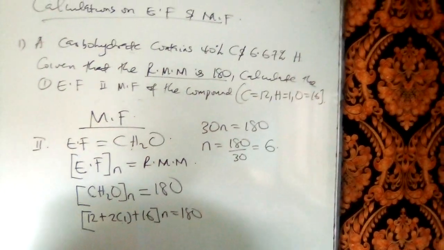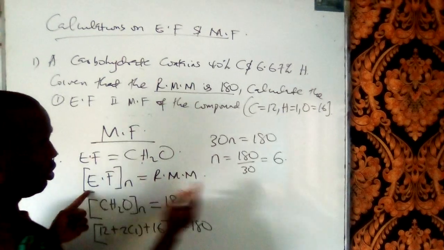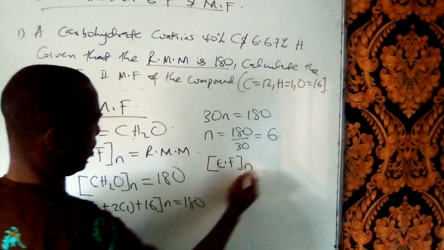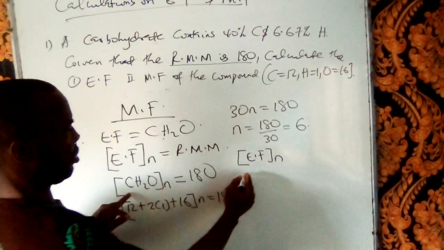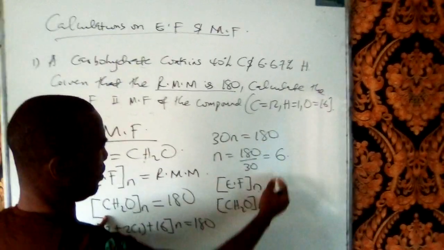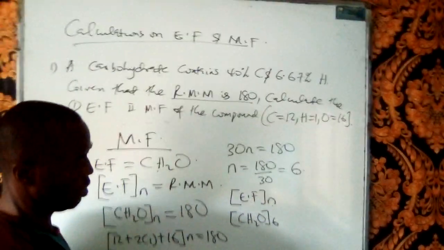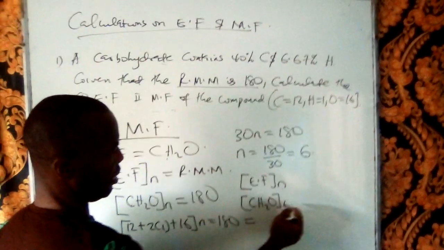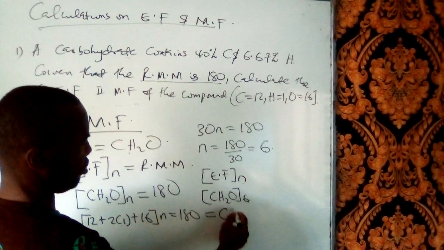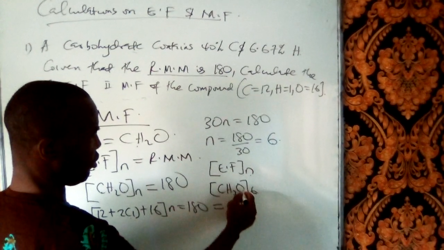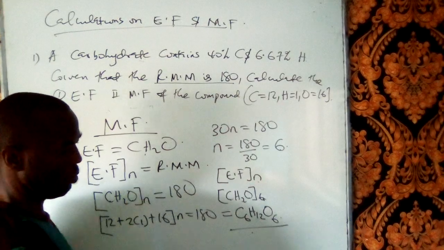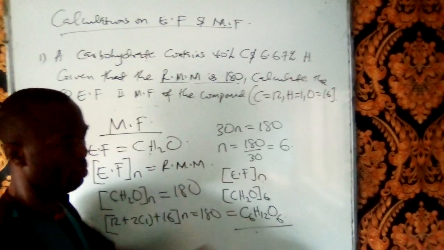Then when you have done that, you go back to this expression, EF times n. And remember that your EF is the empirical formula, which is CH2O, multiplied by n. That n is 6. You open the bracket. So 1 carbon inside times this gives you C6. 2 hydrogen times this gives you H12. The 1 oxygen times this gives you O6. So this is the molecular formula of the substance, which is actually glucose as predicted.